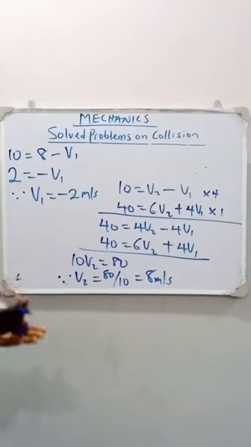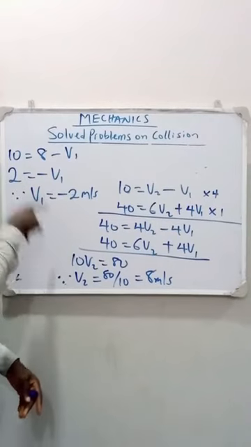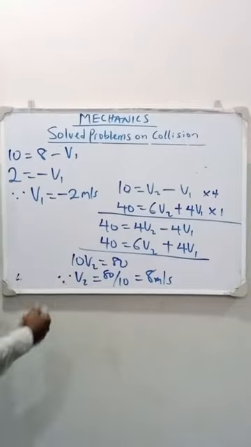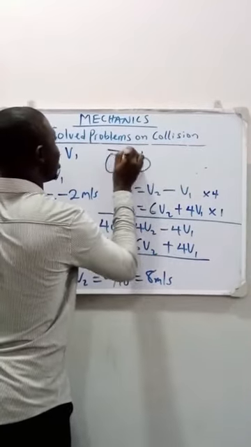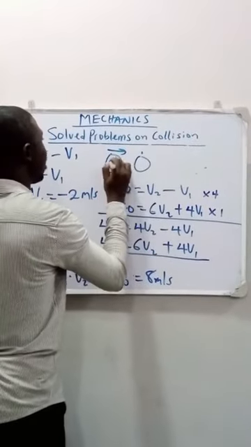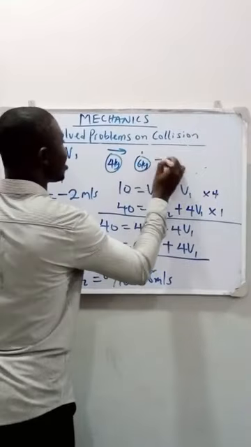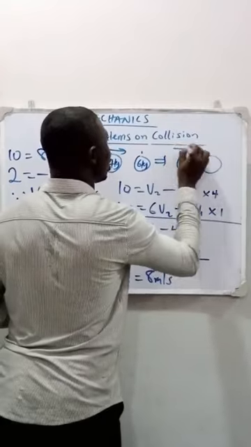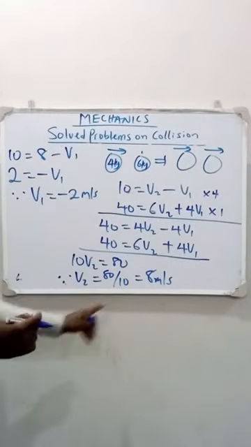It simply means that after the collision, the direction we've assumed for v1 is in the opposite direction. Don't forget, initially they are like this. This is at rest. This is the 4 kg mass, and this is the 6 kg mass. They are at rest. After the collision, initially we said that they moved in this direction. But we now notice that our v2 is actually positive.